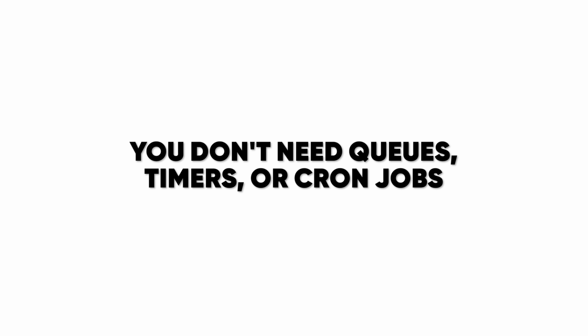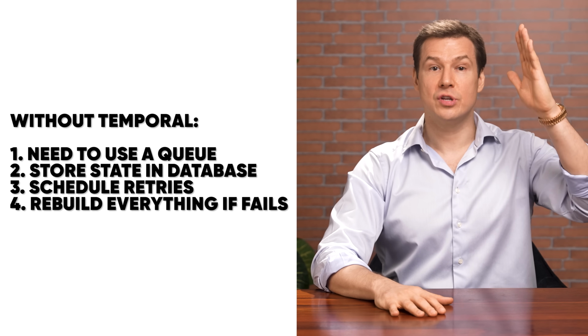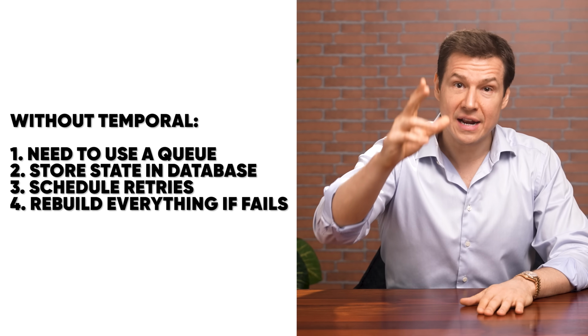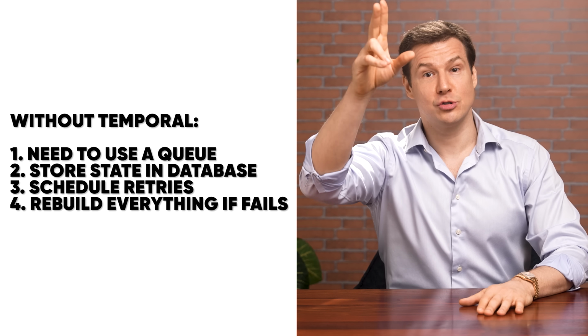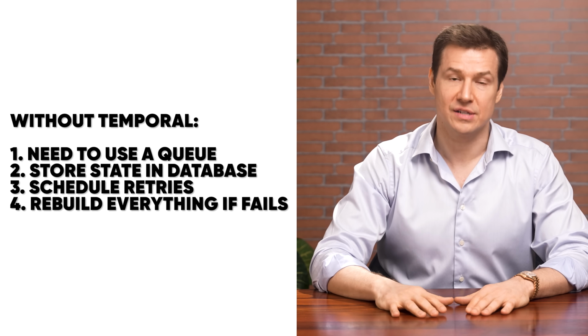Fourth, you don't need queues, timers, or cron jobs. Now, with Temporal, you just write simple code like a list of steps. Temporal takes care of everything behind the scenes, from the retries and timers to delays and error handling. Now, without Temporal, you would need to use a queue like RabbitMQ to run each step, store state in a database, schedule retries using cron jobs, and rebuild the entire process if it fails, right? That's a huge maintenance burden.